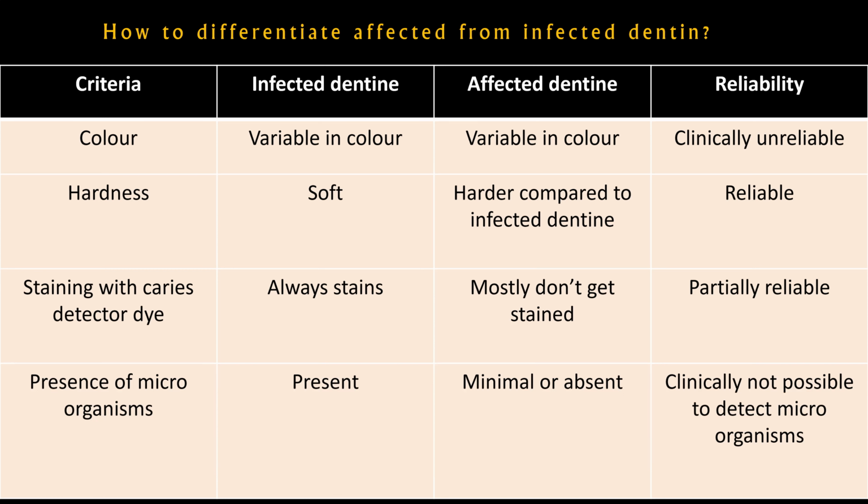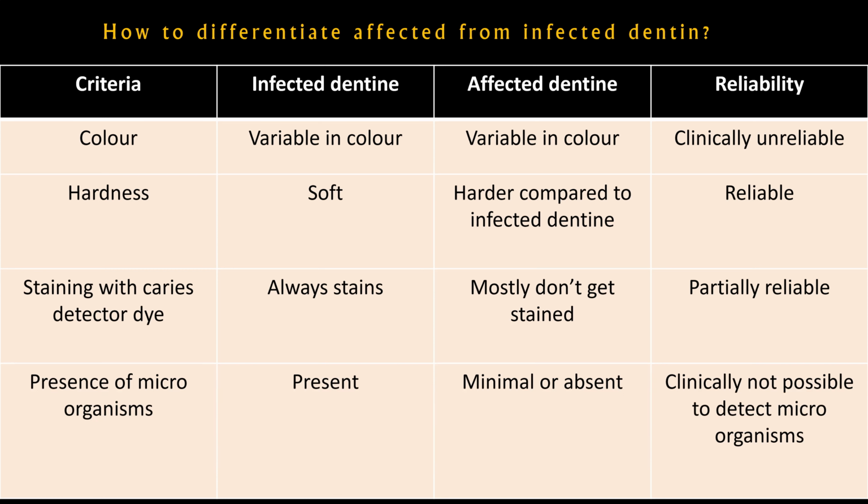So this is the most reliable technique while caries excavation. We should use a sharp spoon excavator and everything which is soft must be removed, and the harder part of the deep cavities need not be removed. And next is the staining with caries detector dyes.